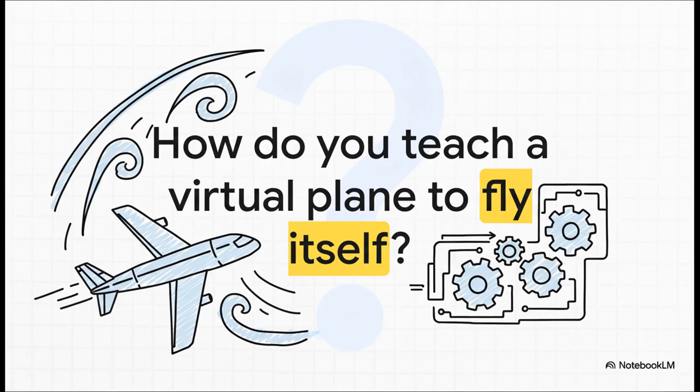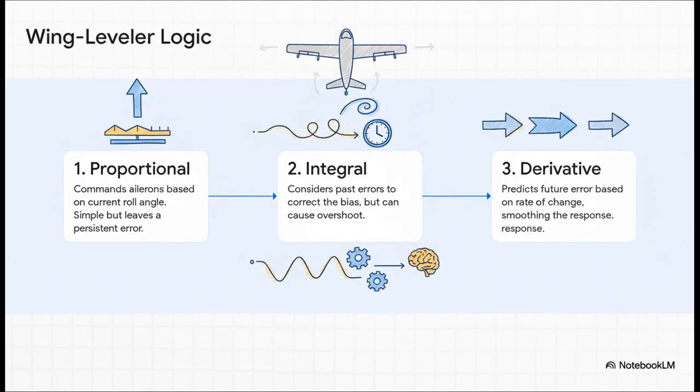So how would we build that logic in JSBSim? We build it up in 3 stages. First, we try proportional control. The bigger the roll angle, the more aileron we apply. It's simple, but it never quite gets back to 0. There's always this annoying little error.